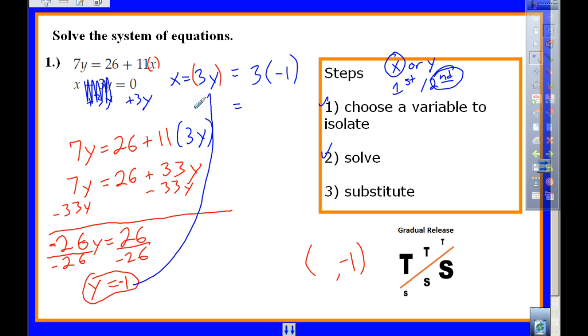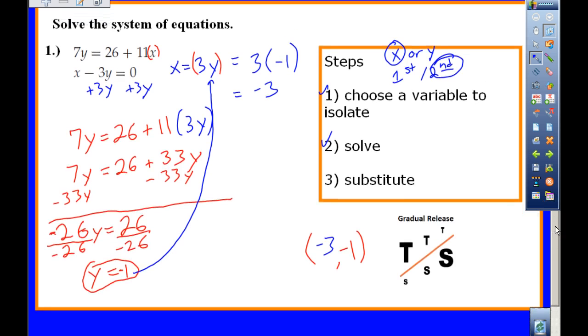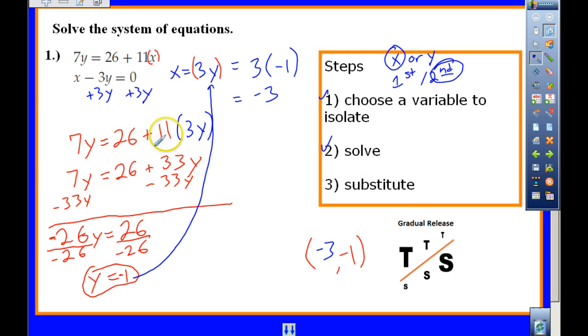Take that y, plug it back in, what we saw for earlier. 3 times y, 3 times negative 1. There we go. Now, as always, do your check on the original. It has to be the original. So when you do your check, you're going to do 7 times negative 1, right?